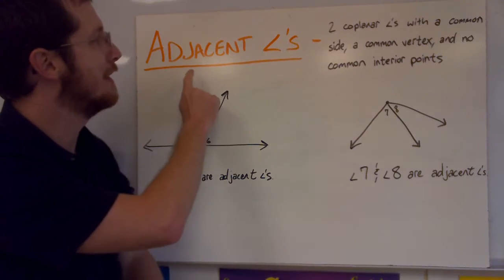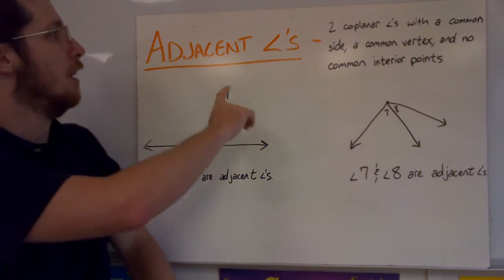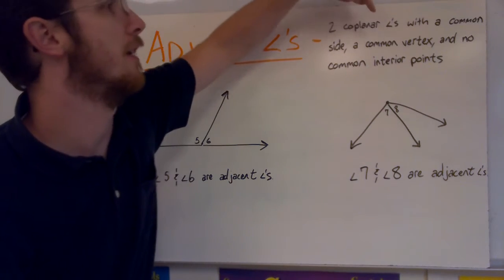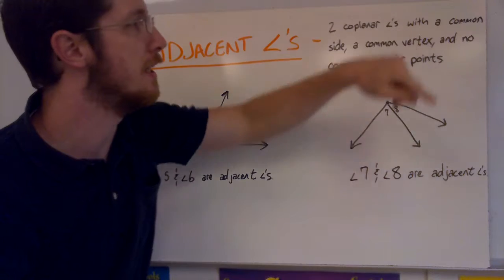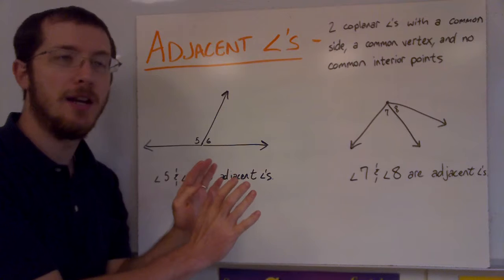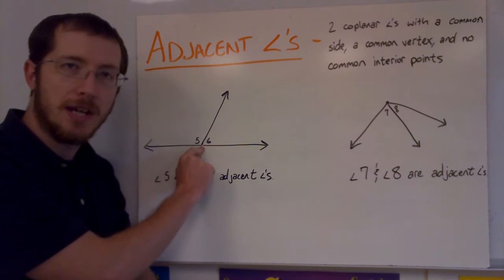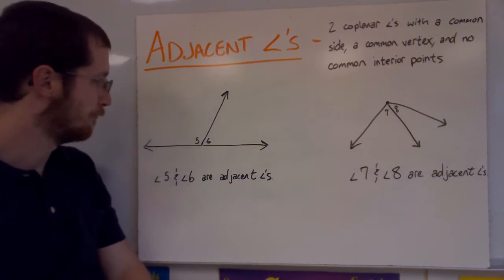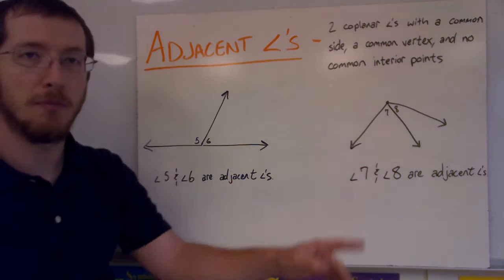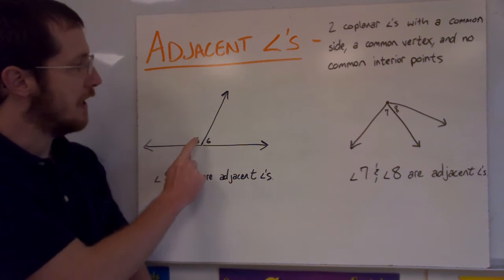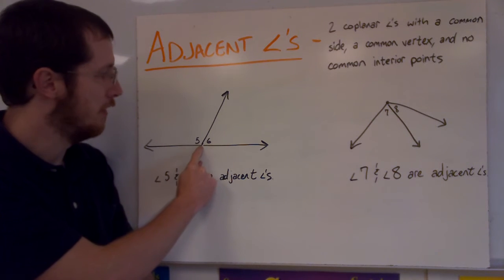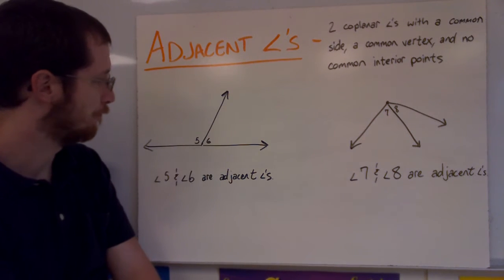Okay, our next angle pair is adjacent angles. Adjacent angles has a long definition, says 2 coplanar angles with a common side, a common vertex, and no common interior points. Okay, what that means is that they're side by side, they share the same vertex, and they don't overlap each other. So we've got angle 5 and angle 6 here, real similar to our supplementary diagram. But they're side by side. They share this side, this ray here. This is their common vertex, and they don't overlap each other.